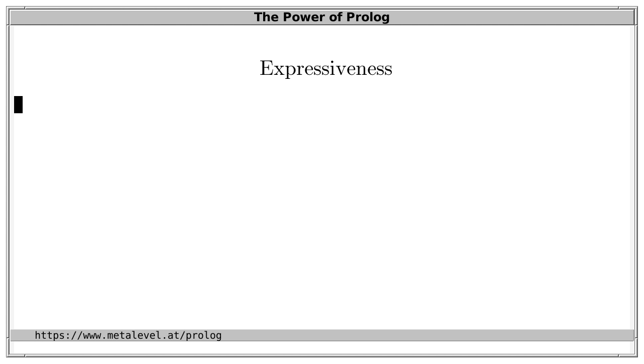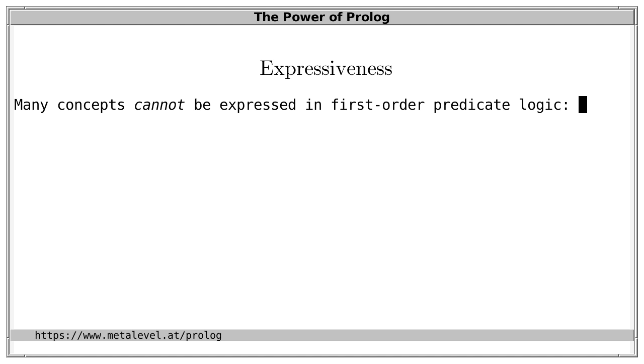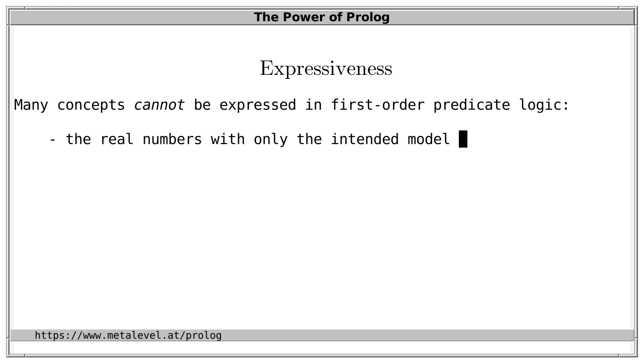And this question is, of course, central to judge the usefulness of a logic. And we have already seen that first-order predicate logic is quite expressive and can in fact describe all known computations. However, first-order predicate logic can't describe many important mathematical concepts in a categorical way. For example, we can't define the intended model of the real numbers, because due to the Löwenheim-Skolem theorem, we can't control the cardinality of infinite models.